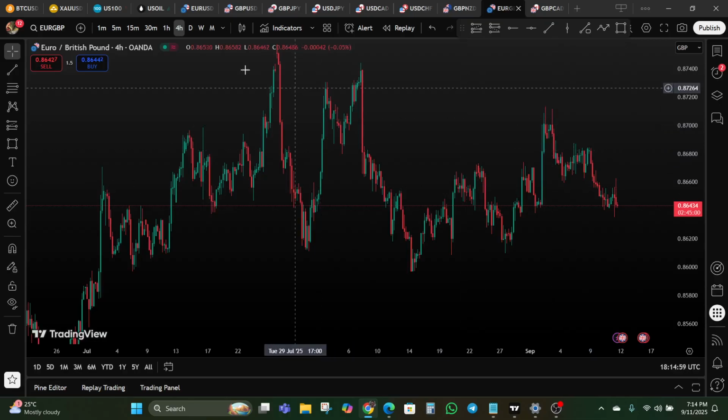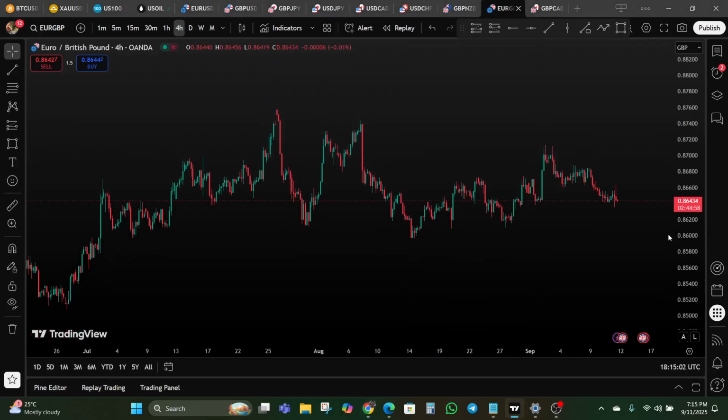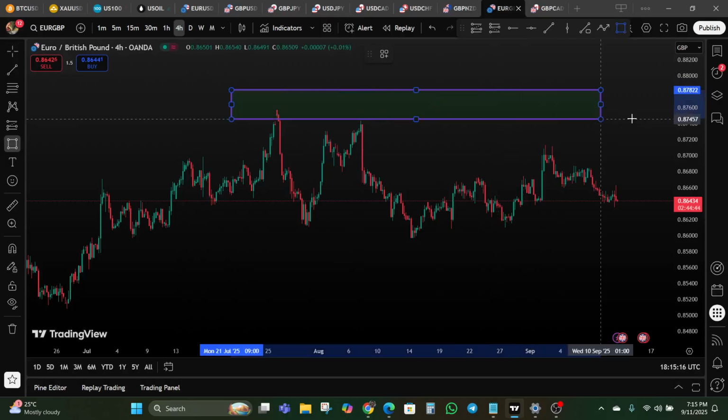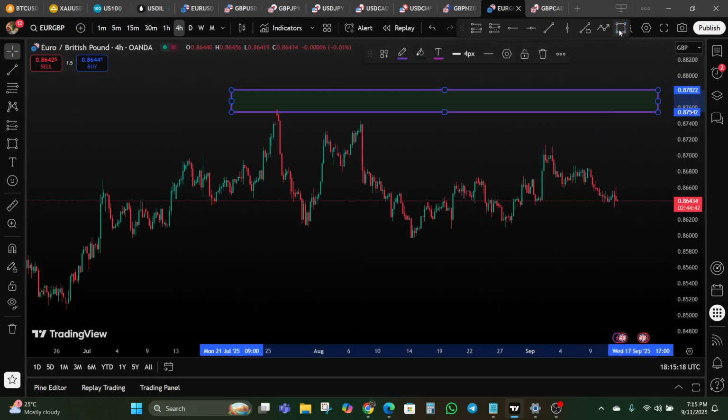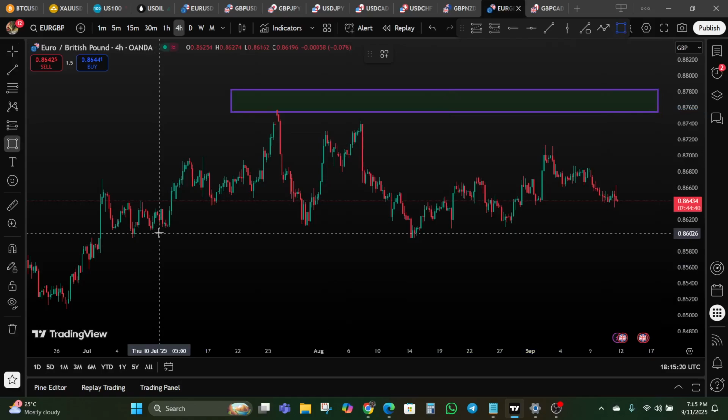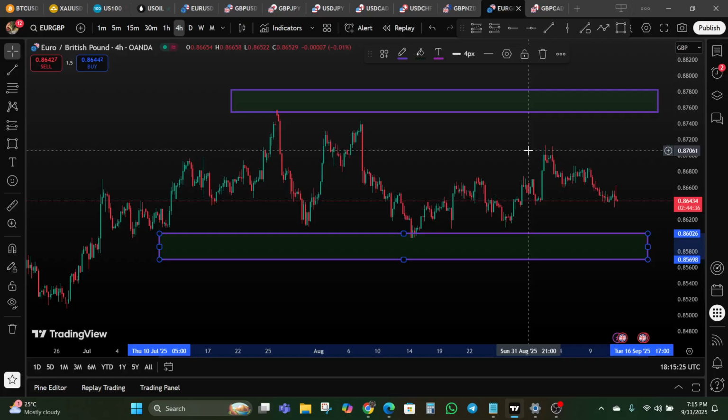Now we're going to be starting with the foundation, and the foundation is liquidity. Liquidity is where traders place their stop losses and pending orders. These zones are like magnets for price because institutions need liquidity to execute their large orders, right?